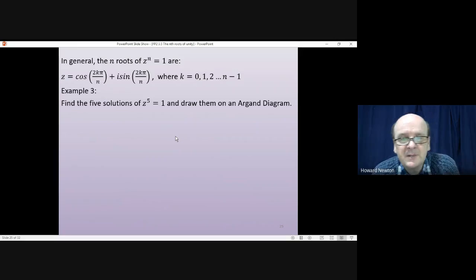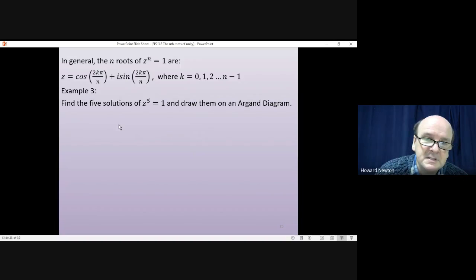So let's say we had the quintic equation, z to the 5 equals 1, and we had to find the fifth roots of unity and then draw them on an Argand diagram. Have a go yourself, pause the video, come back to me when you're ready. Okay, let's have a look at this.